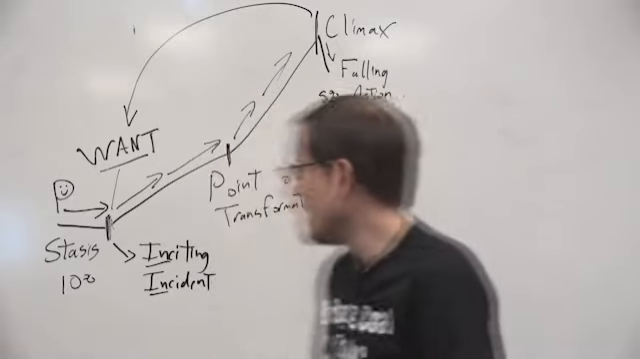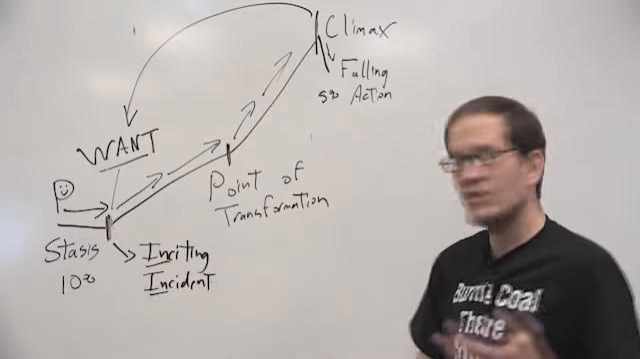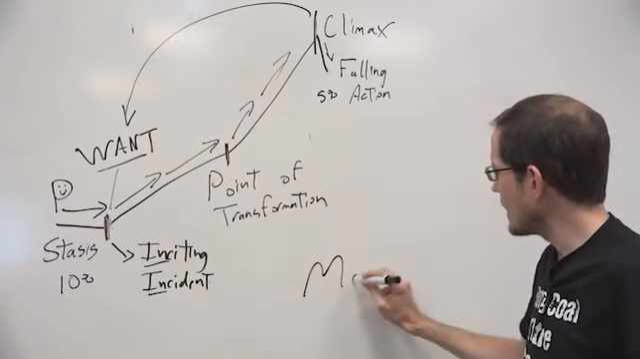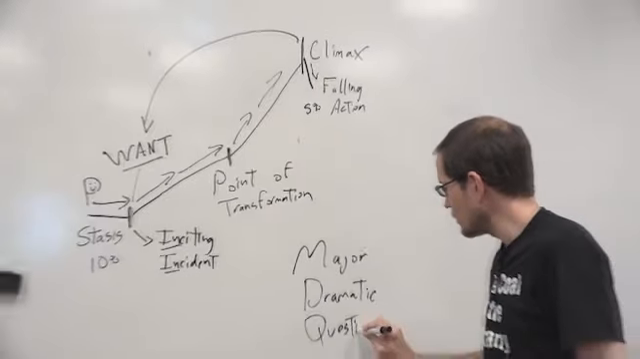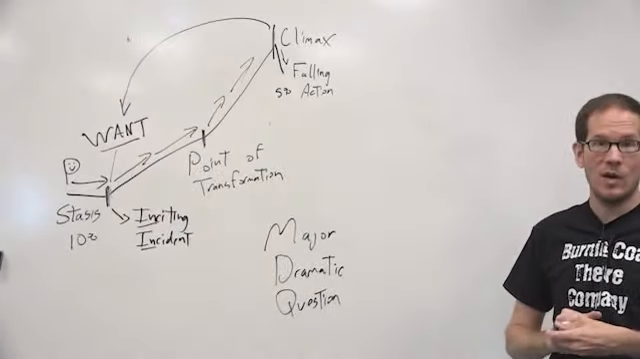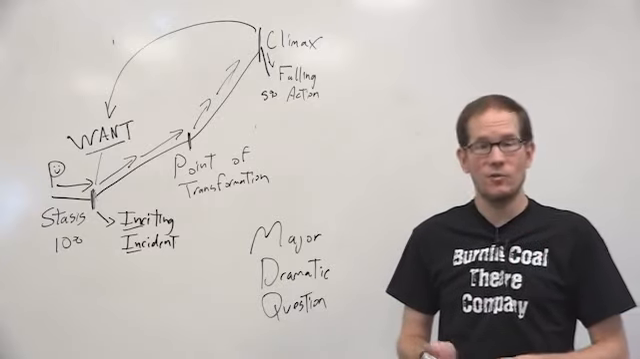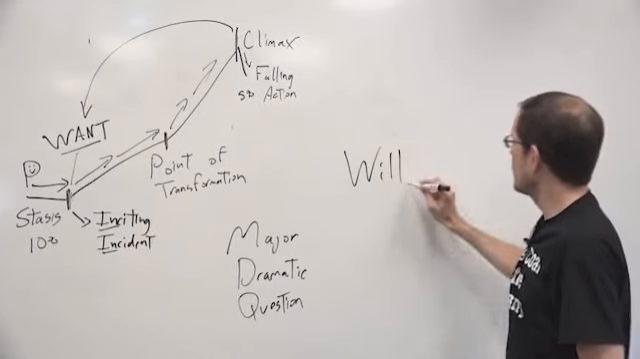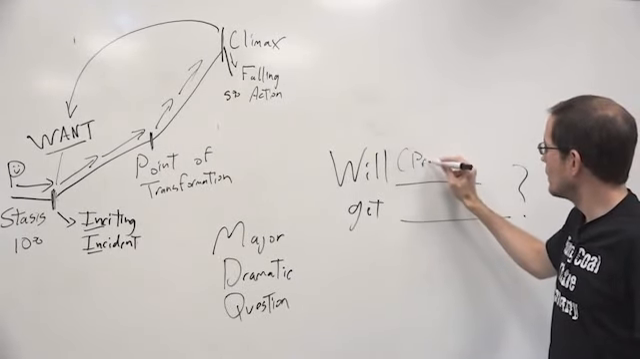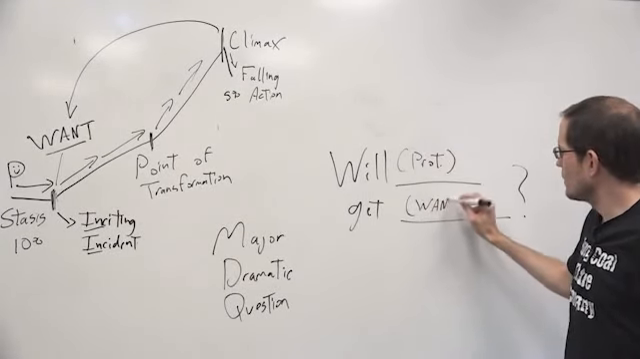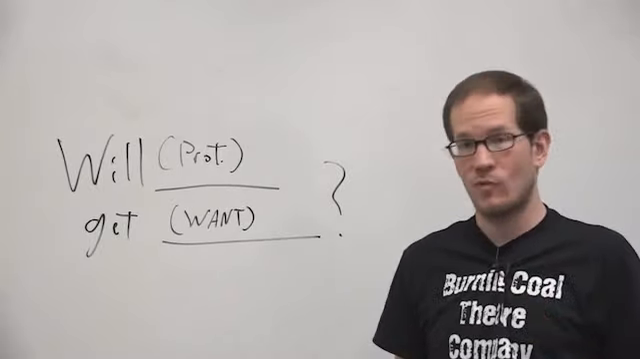Another way of saying all of this, and I sort of alluded to this before, is that there's a question that's planted in the audience's head here. That question is so important we have a special name for it. We call it the major dramatic question, or just the MDQ. And every single play has one. It is posed at the inciting incident, and it's answered at the climax. It's that question that keeps the audience interested. And the question is always, will blank get blank? The first blank is the protagonist, and the second blank is what they want. Every single good play has this, because this question, planted in the audience's brain, is going to keep them interested.